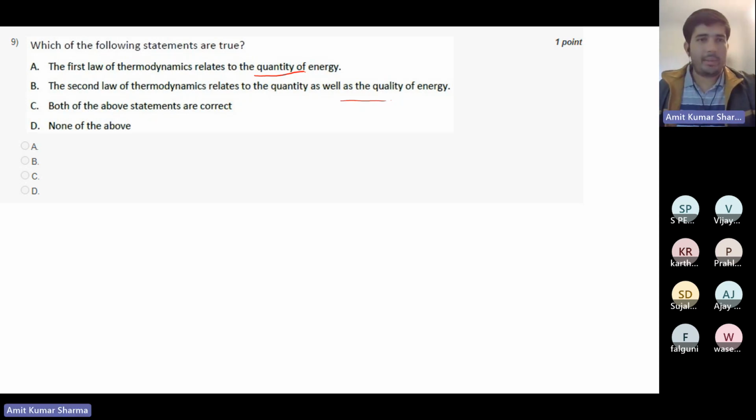Anybody else want to add some points? With respect to quality, there's a direction in which energy will be flowing. Yes, that is also a good point, because it also relates to the direction. We can go from high energy to low energy. If you want to go from low to high, then we have to add some work. So the correct option will be C. Both of the above statements are correct.